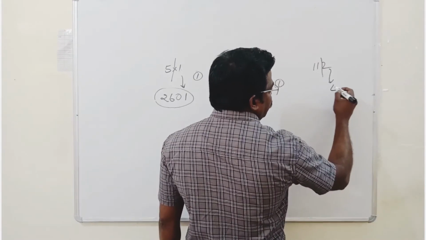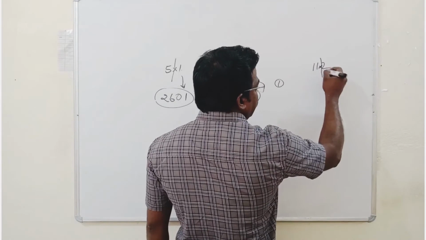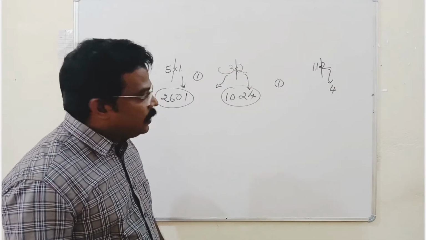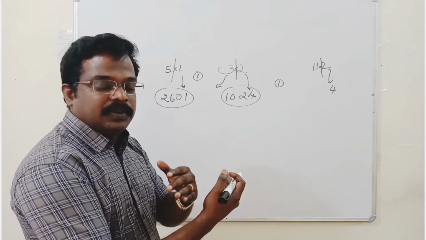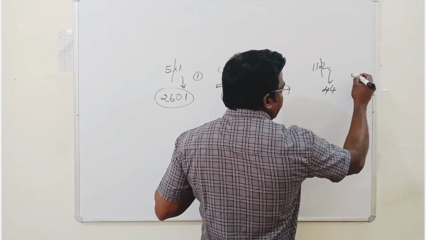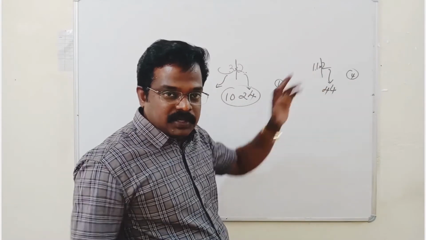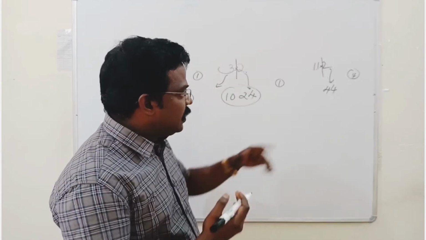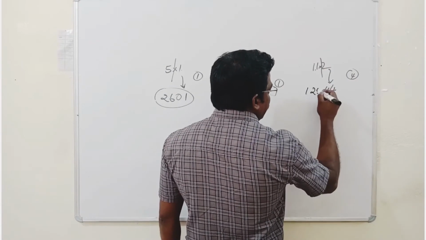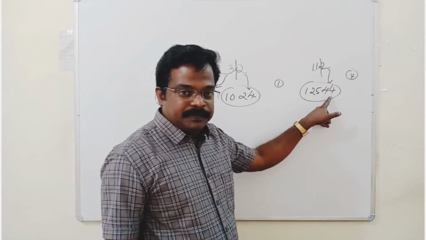First, 2 2's are 4. Next step is 11 into 2. 11 into 2 is 22. Then double it. 22's double is 44. 44, we are writing 4 and 4 as remainder. Then the square of 11. 11's square is 121. 121 plus 4, 125. You see, a bigger number. Without multiplying, we got the answer.